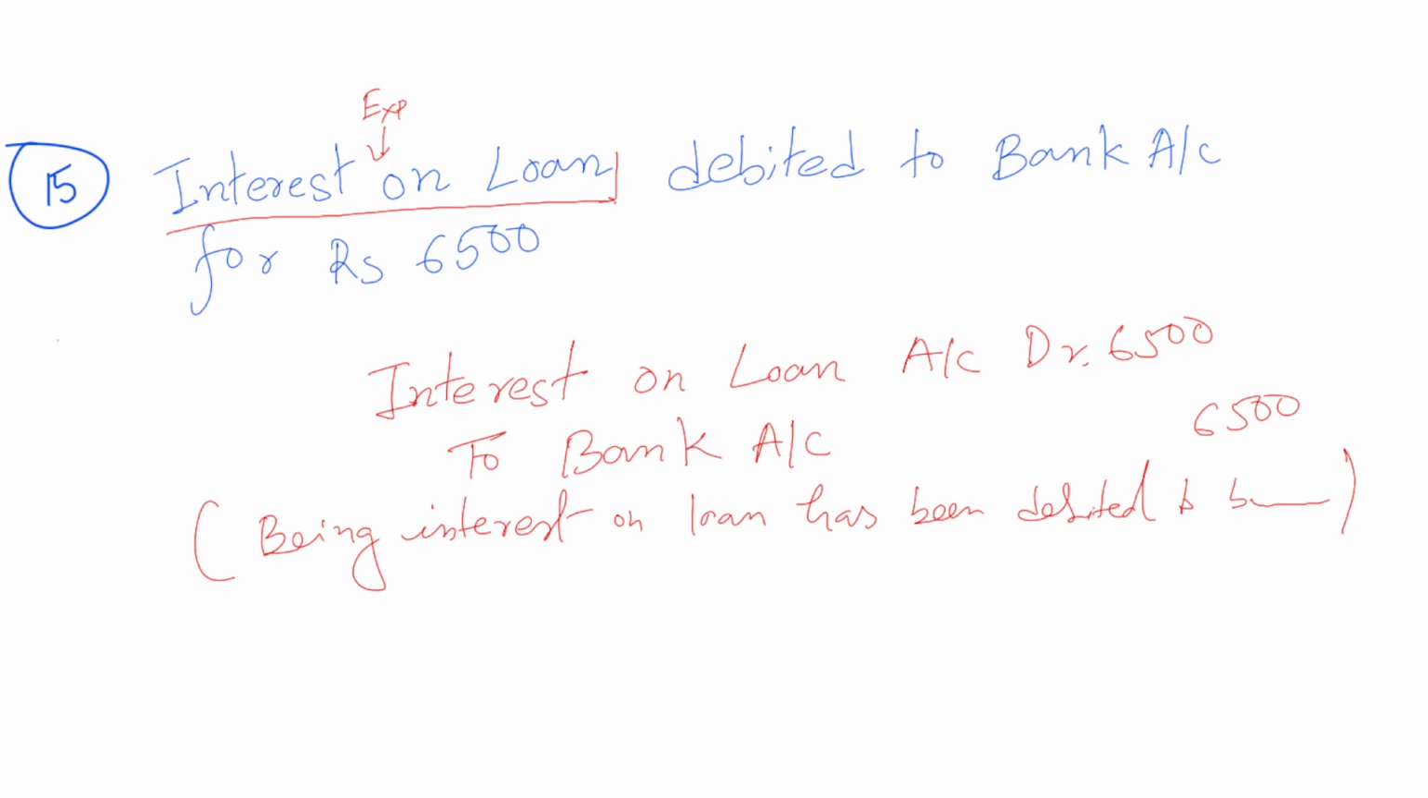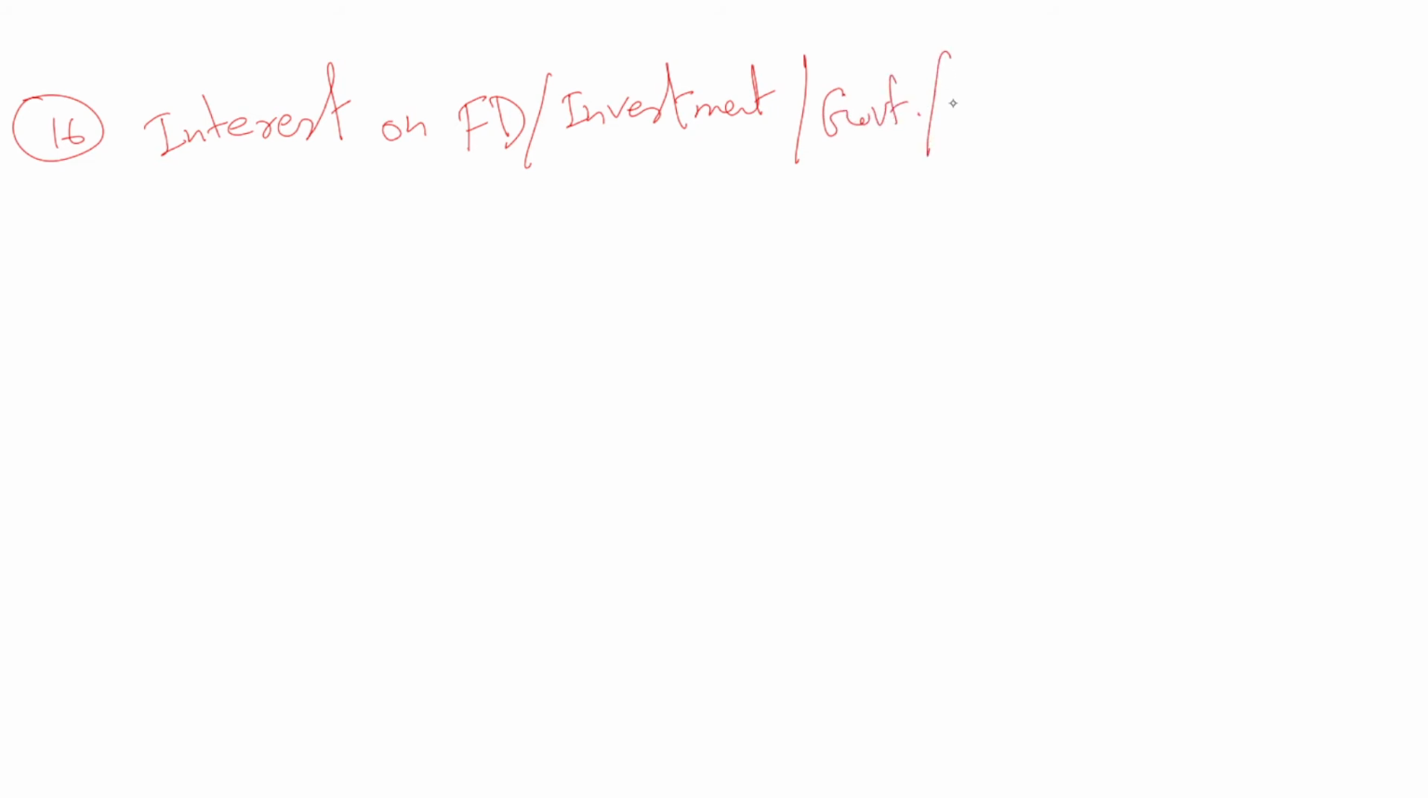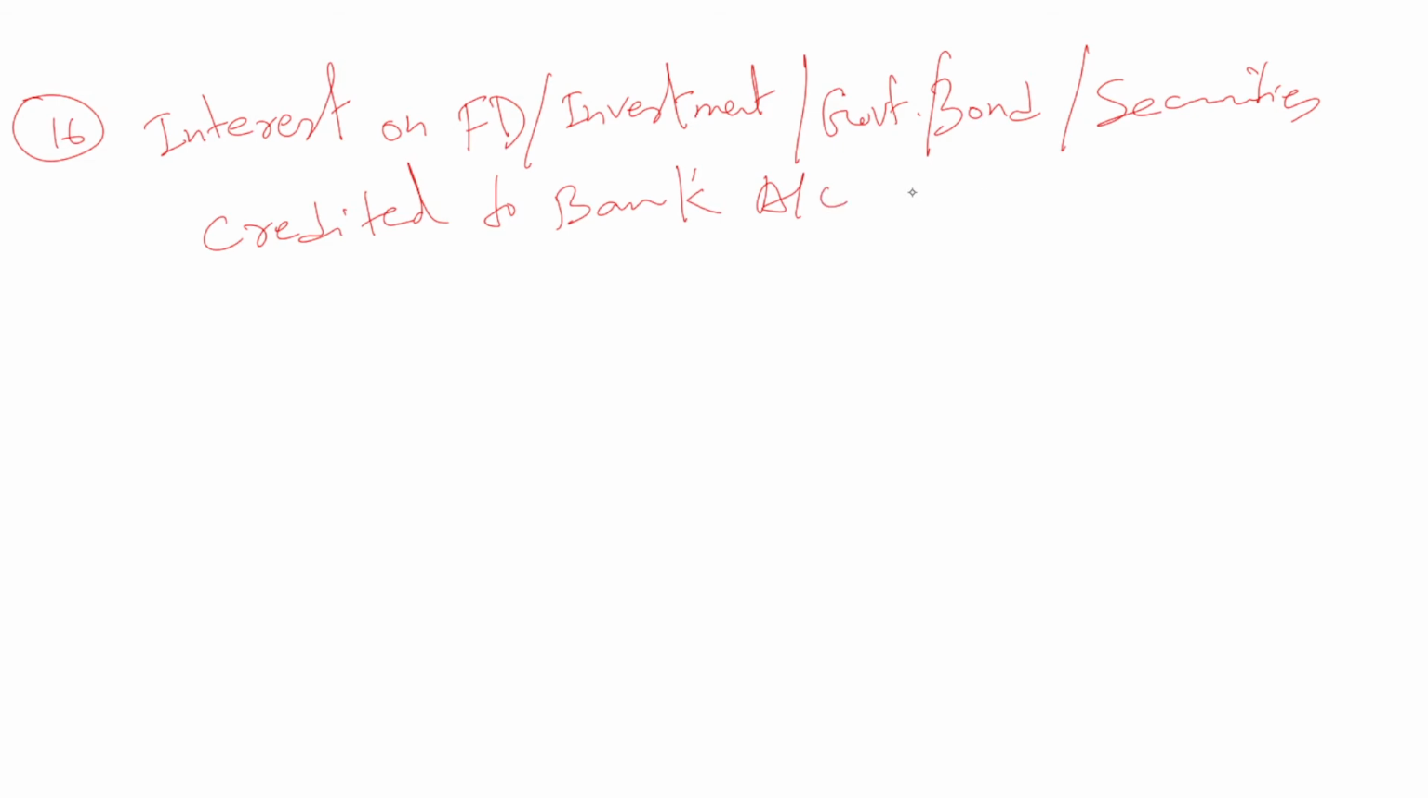So similarly, if there is anything like this: interest on fixed deposit, or interest on investment, or dividend, whatever it may be, interest on FD, or it may be investment, any name it may be, or government bond, or interest on any other securities, like this, it may be credited to bank account. 9,000. What will be the journal entry?